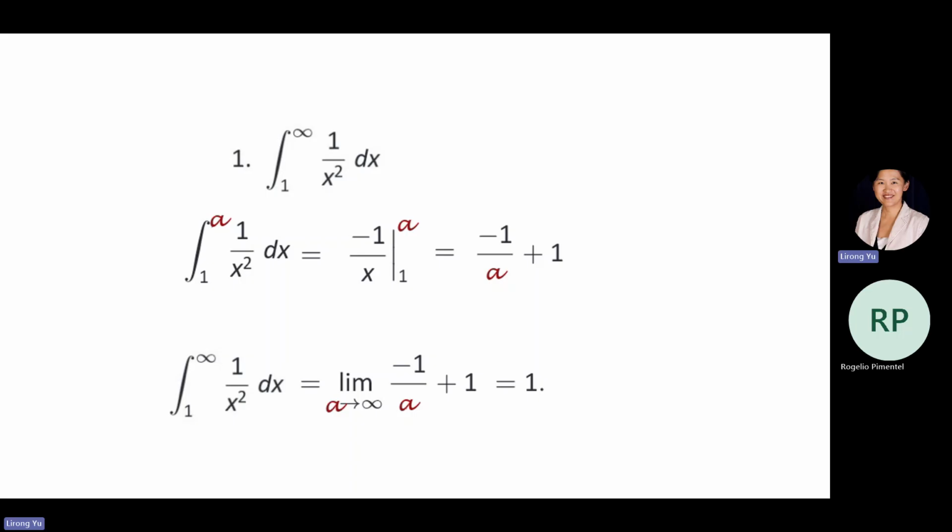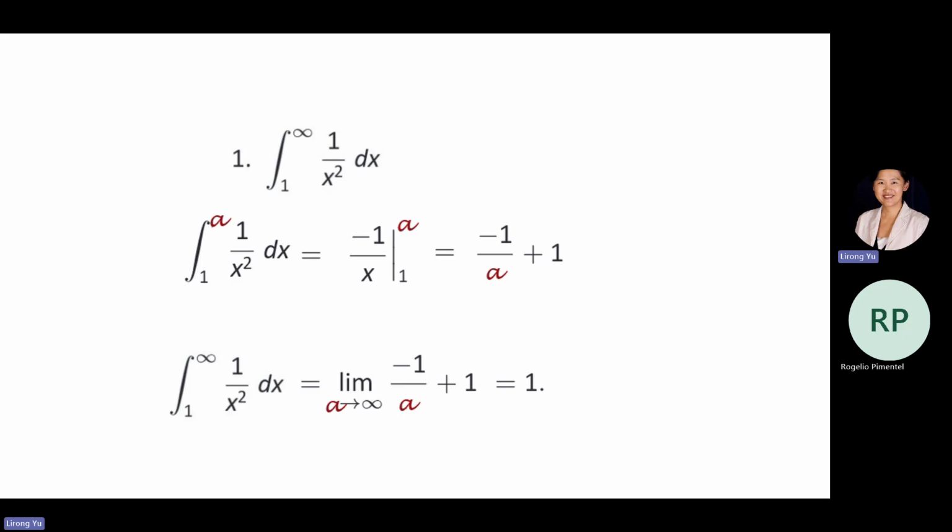As a goes to infinity, this fraction's denominator goes to infinity. The limit of 1 over infinity, or 1 over an arbitrarily large number, equals 0. So this is basically 0 plus 1, which equals 1. Any question about the process?